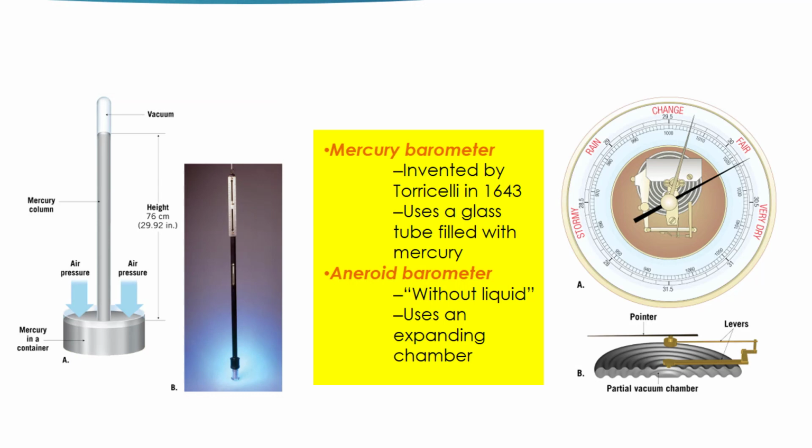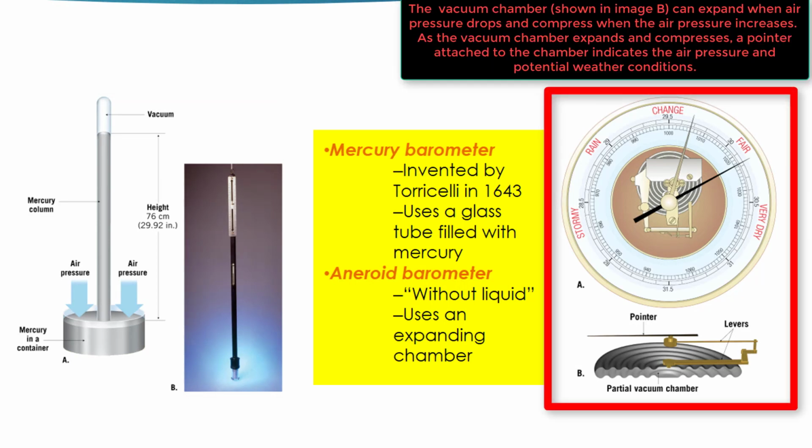Now the other way we can measure air pressure is the Aneroid Barometer, and the Aneroid Barometer does not use liquid. It actually contains an expanding vacuum chamber, and that vacuum chamber can get compressed as the air pressure increases, or it can expand if the air pressure is decreasing. And as that air chamber expands and compresses, the needle will move around on the barometer to indicate what the air pressure is.